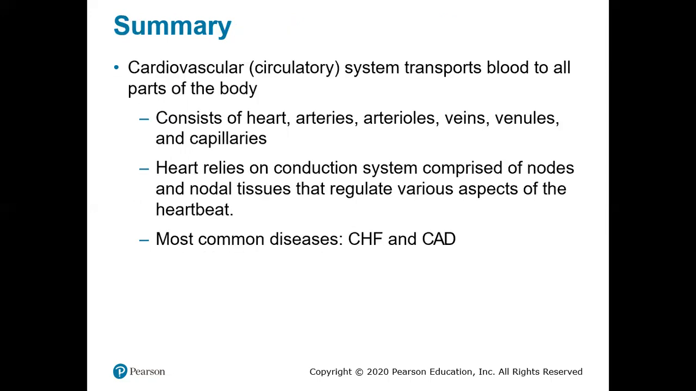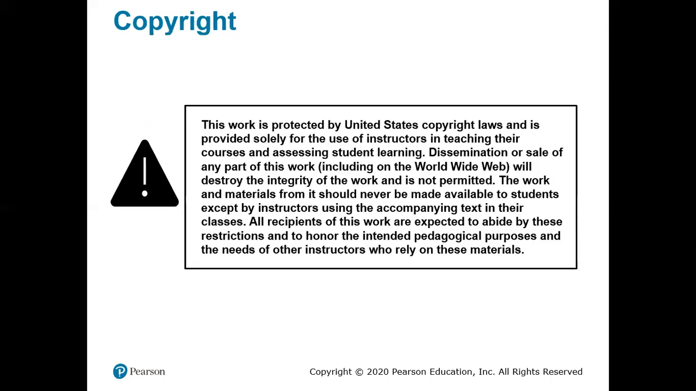So our summary is on page 489 in the textbook. Cardiovascular or circulatory system transports blood to all parts of the body, consists of the heart, arteries, arterioles, veins, venules, and capillaries. Heart relies on conduction system comprised of nodes and nodule tissues that regulate various aspects of the heartbeat. Most common diseases, congestive heart failure and coronary artery disease. And that concludes the lecture for chapter 29.